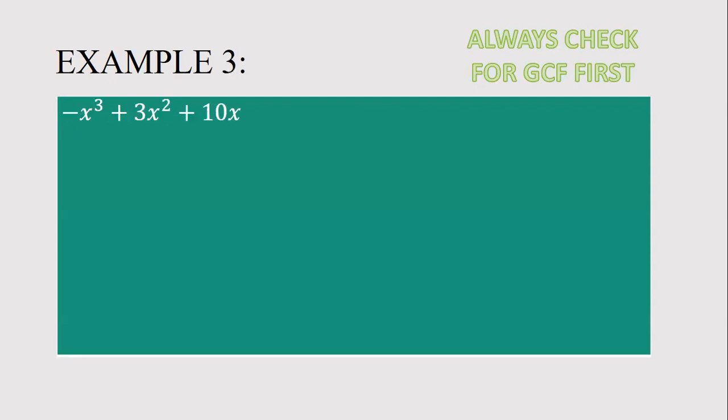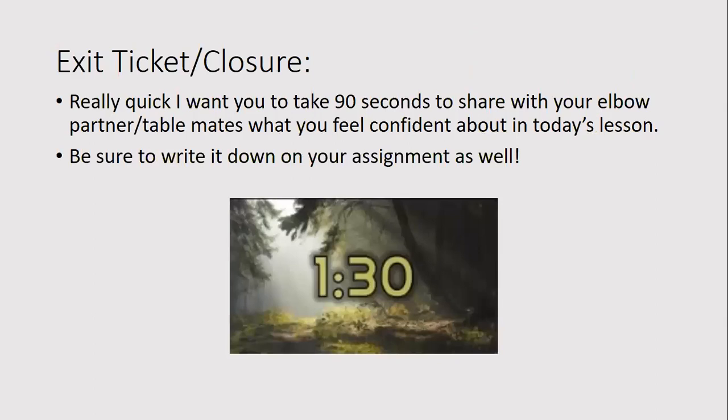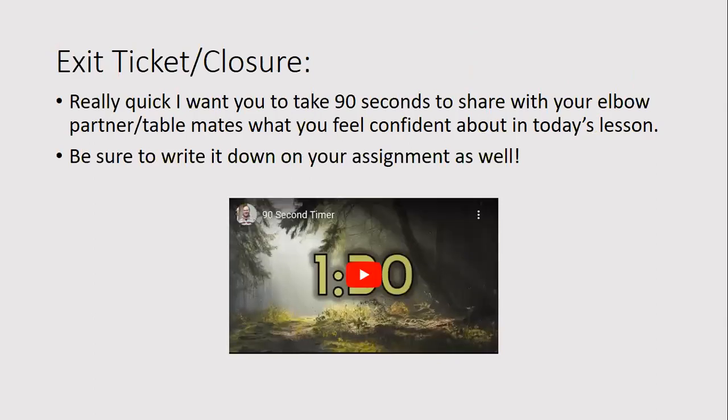Now, I also told you as I was walking around to write down something you felt confident about, something you still needed to work on. On your assignment page at the top where it says reflection, you should have written something you felt confident about and something you still need to work on. We're going to take maybe a quick 30 seconds for you to share with someone at your table something you feel confident on.